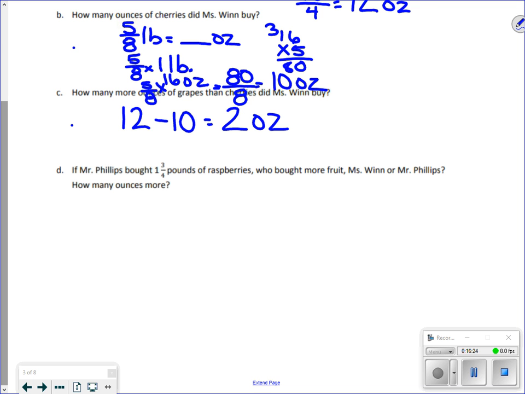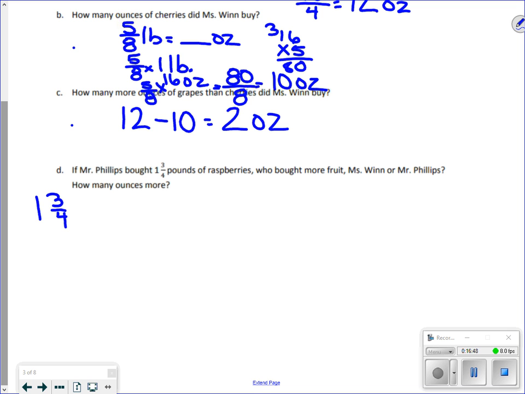So, if Mr. Phillips bought 1 3/4 pounds of raspberries, who bought more fruit? Well, who bought more fruit? Her or him? Her. Mr. Phillips. You're guessing. You didn't get the answer. No.